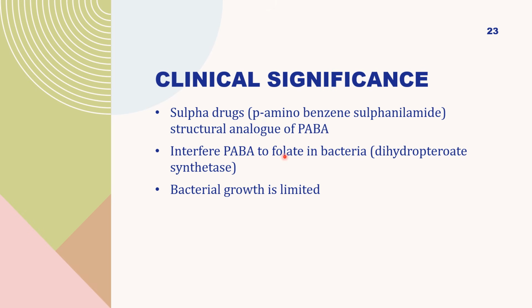So when we target this conversion by a structurally similar compound, that is sulfur drugs, to interfere with and stop this conversion by the enzyme dihydropteroate synthetase, the bacterial growth will be limited. So these sulfur drugs become antibiotics. They inhibit the growth of the bacteria. So this is the clinical significance of sulfur drugs, which are structurally similar to para-aminobenzoic acid.